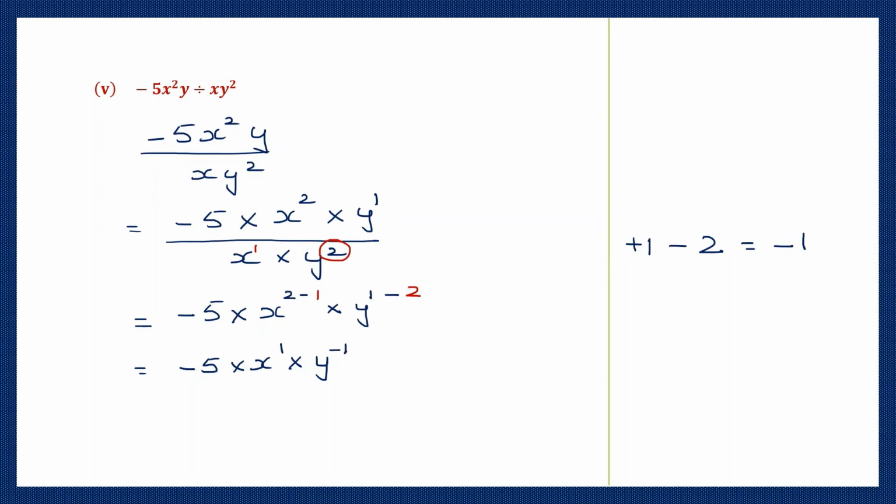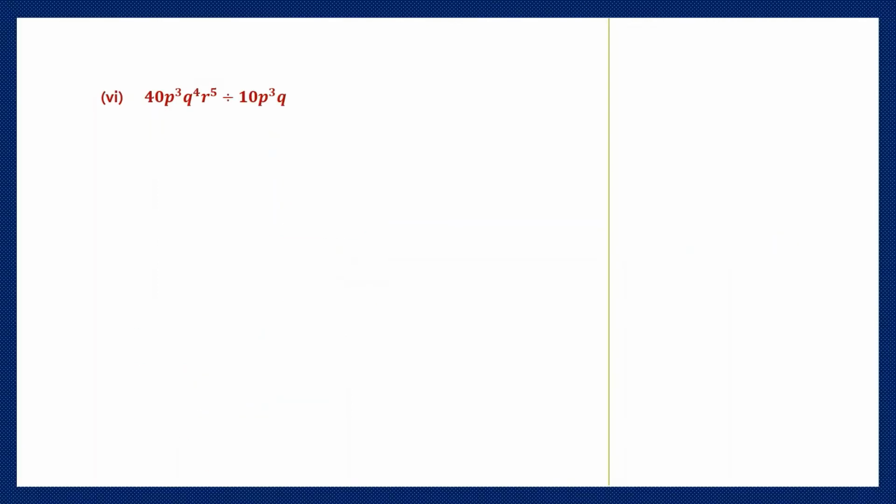Now, when it is minus 1, how do we write? Okay, I'll show you that. So, this is minus 5x to the power of 1 is x. Now, y to the power of minus 1. Whenever you have a minus sign, it should go to the denominator. And since it's 1, put only one y in the denominator. So, now this is your answer. Minus 5x by y. So, this is our answer. Question 6.